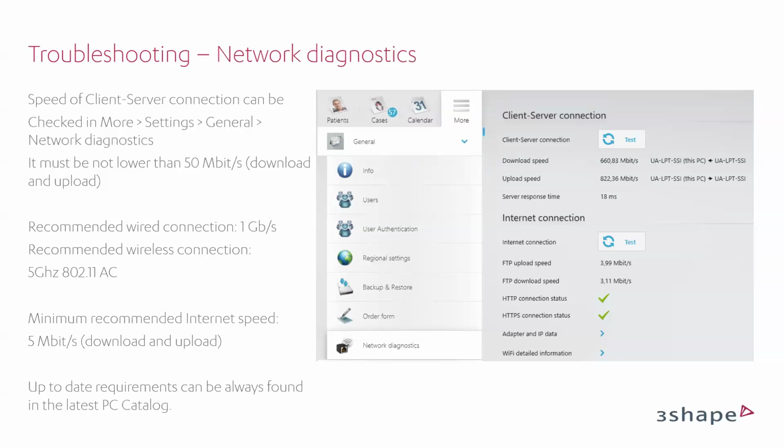You can see that it must be not lower than 50 megabits per second download and upload speed. Also recommended is a wired connection up to 1 gigabit per second, and the recommended wireless connection is a 5 gigahertz network. The minimum recommended internet speed is 5 megabit download and upload, and the up-to-date information can always be found in our latest PC catalog, because we're refreshing the info there.